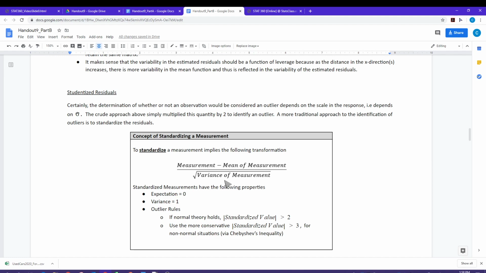If normal theory holds, when this quantity is bigger than 2 or less than minus 2, it's unusual, or an outlier. If you have non-normal data, we usually use 3 for that cutoff, and that comes from an idea called Chebyshev's inequality. So these are just z-scores. Anything above 2 or below negative 2 is usually what we consider an outlier.